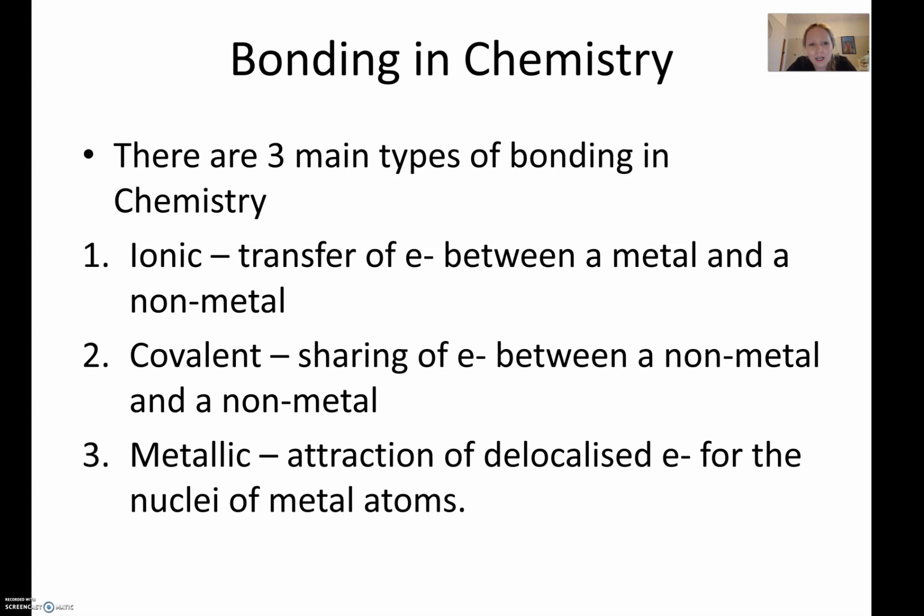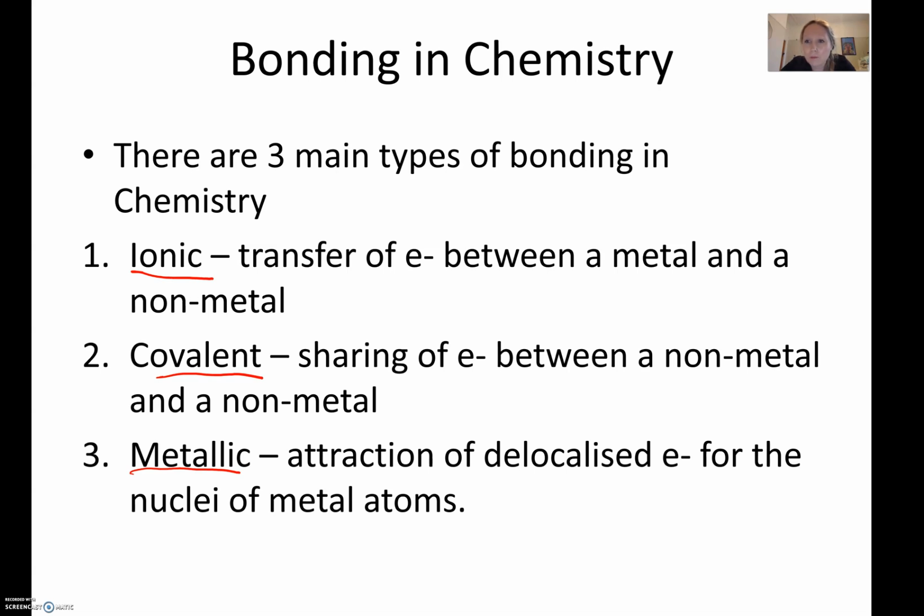So before we begin, I thought I would just start with recapping what the three main types of bonding in chemistry are. First of which is ionic, the second of which is covalent, and the third of which is metallic. So just to quickly go through what they are. Ionic bonds are formed between a metal and a non-metal when the metal transfers electrons to the non-metal. So the metal loses electrons, the non-metal gains the electrons, and they form a bond.